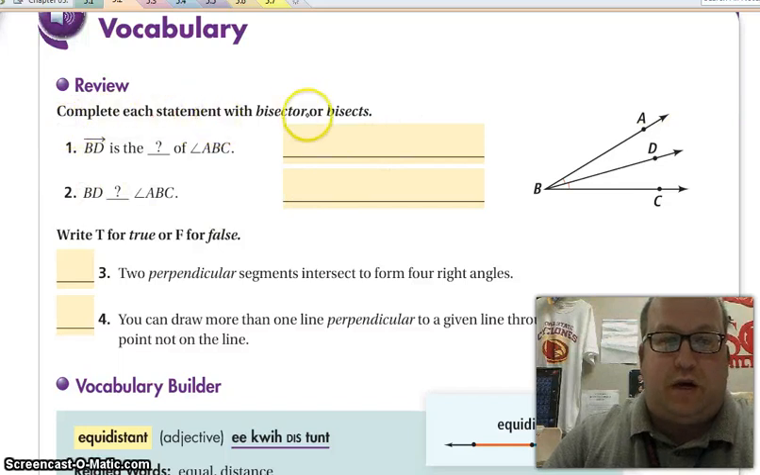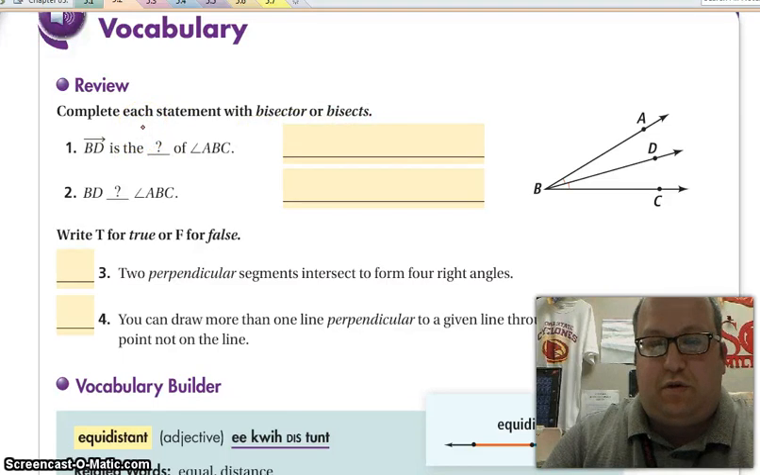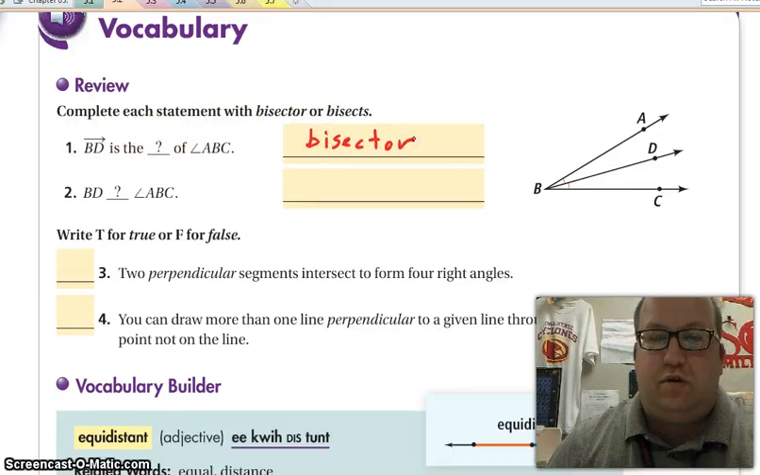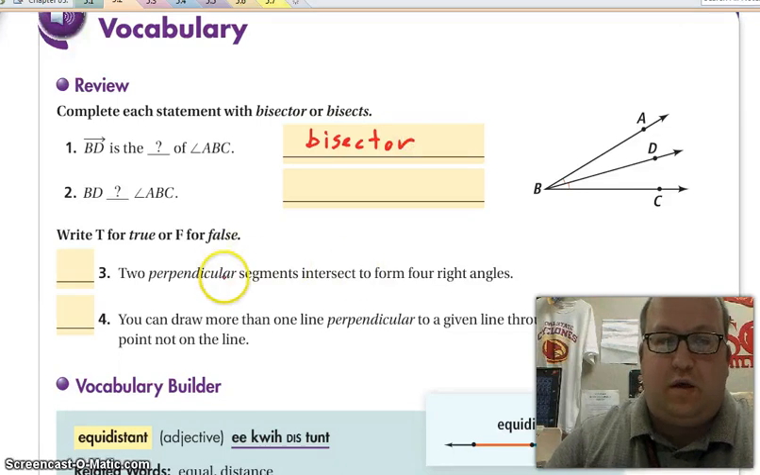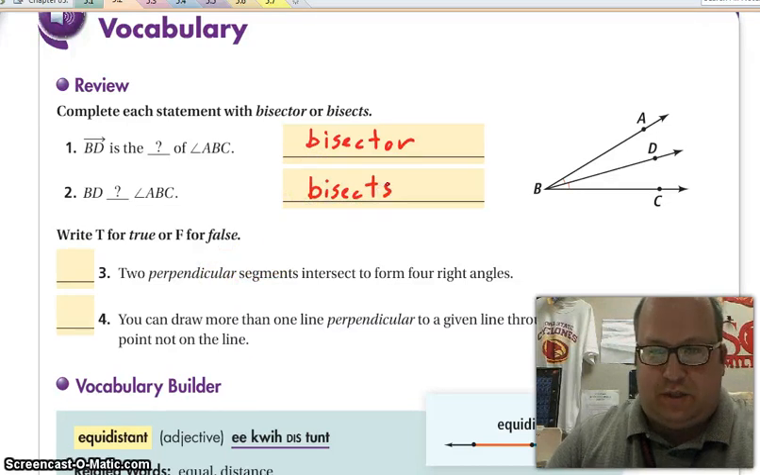Complete each statement with bisector or bisects. Now, if you want to pause this and fill this out for yourself and see if you know, and then you can check off my answers, you're more than welcome to. BD is the bisector of angle ABC. BD bisects angle ABC.